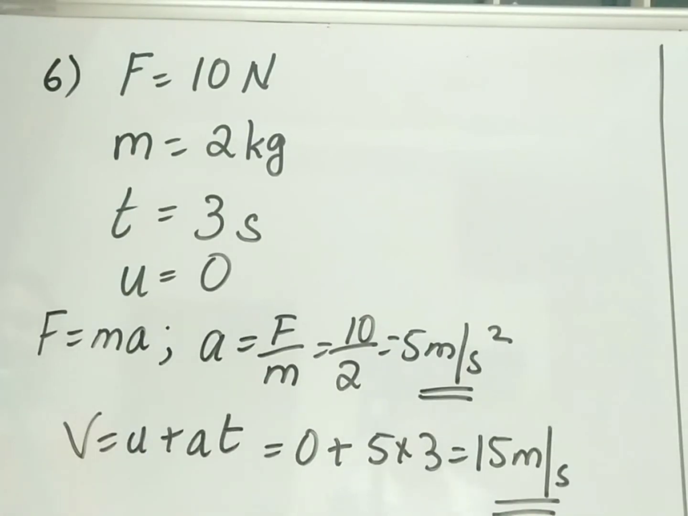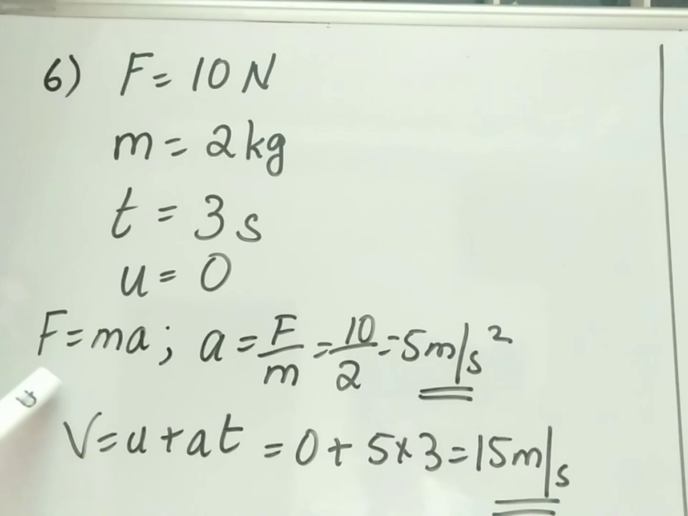Next, question number 6. A force of 10 Newton, force is given 10 Newton, acts on a body of mass 2 kg. Mass is given 2 kg for 3 seconds. Time is given 3 seconds. Initially at rest. So at rest means initial velocity u is equal to 0. Calculate the velocity acquired by the body. We have to calculate how much velocity it acquired. And the second question is calculate the change in momentum. So we are asked to find velocity acquired and change in momentum.